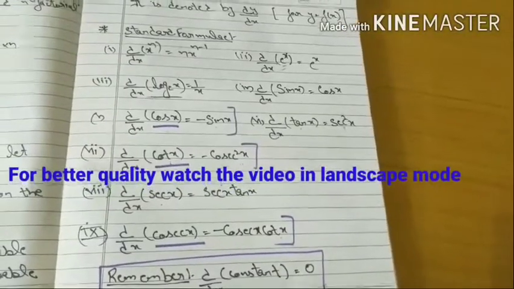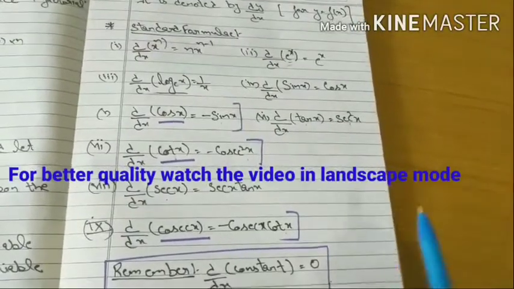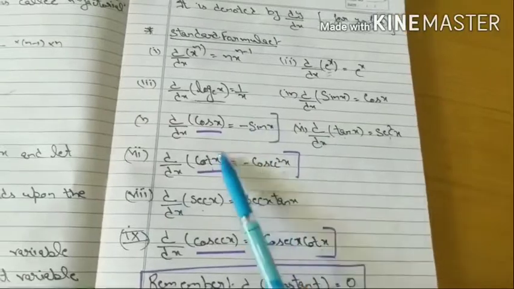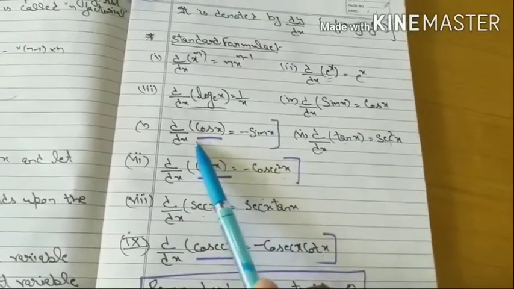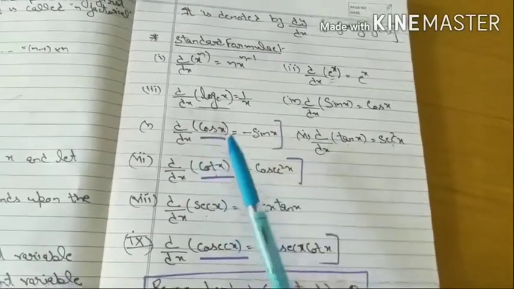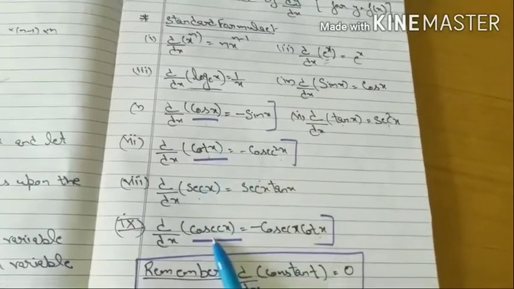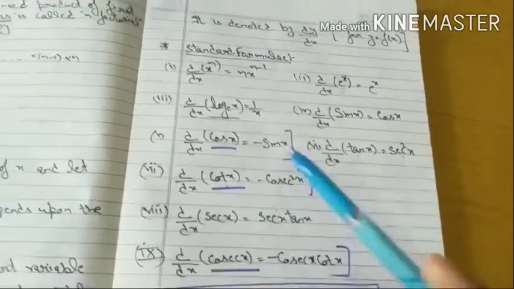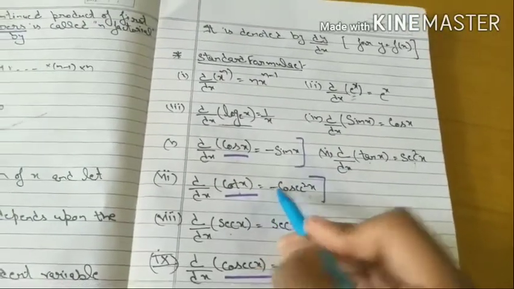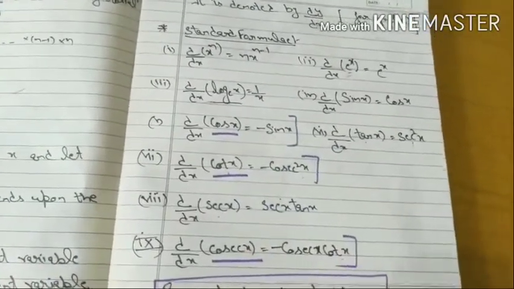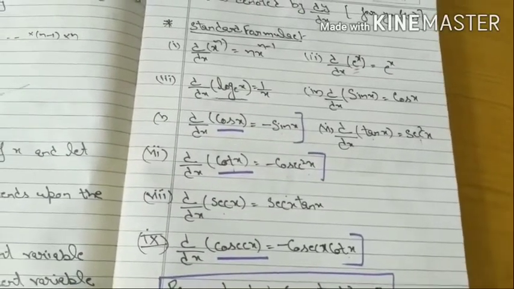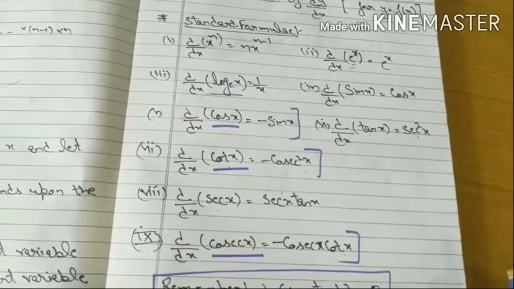So students, remember all these formulae, these are very important. And remember one thing: all the trigonometric functions that start with c, for example cos x, cot x and cosecant x, their derivatives start with the minus sign. So remember that: all the trigonometric functions starting with c, their derivatives start with a minus sign.